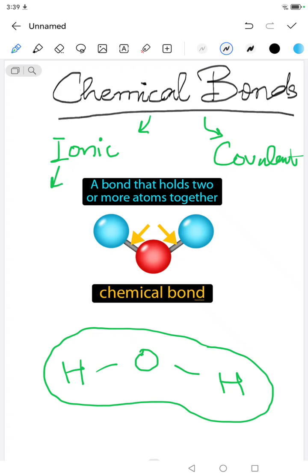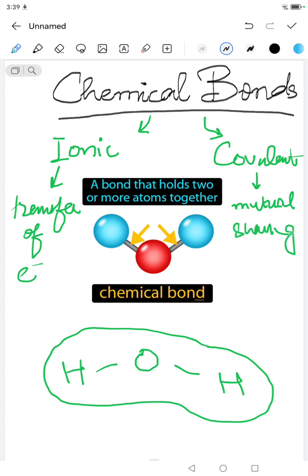So ionic is the bond which is formed by the transfer of electron, and covalent bond is the bond which is formed by the mutual sharing of electron. So the bond which is formed by the transfer of electron is the ionic bond, and the bond which is formed by the mutual sharing of electron is the covalent bond.